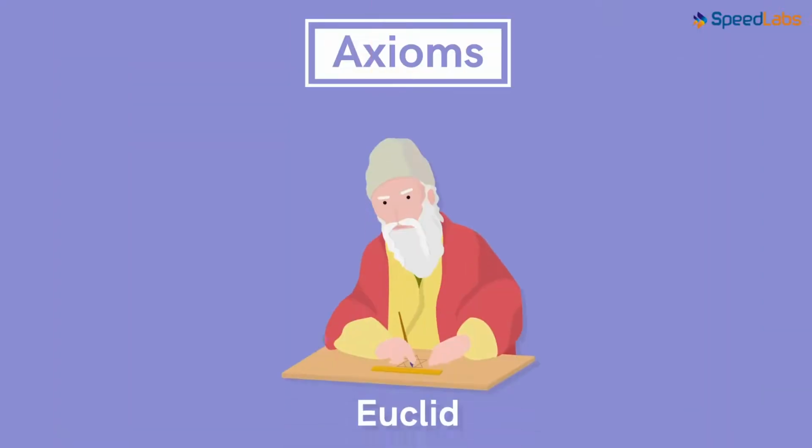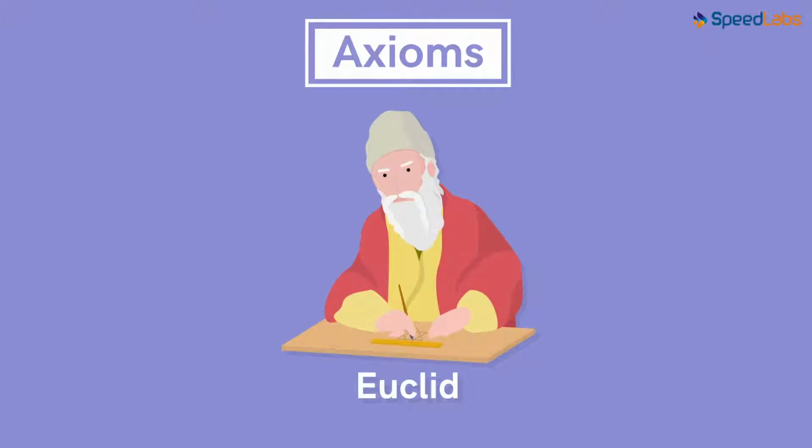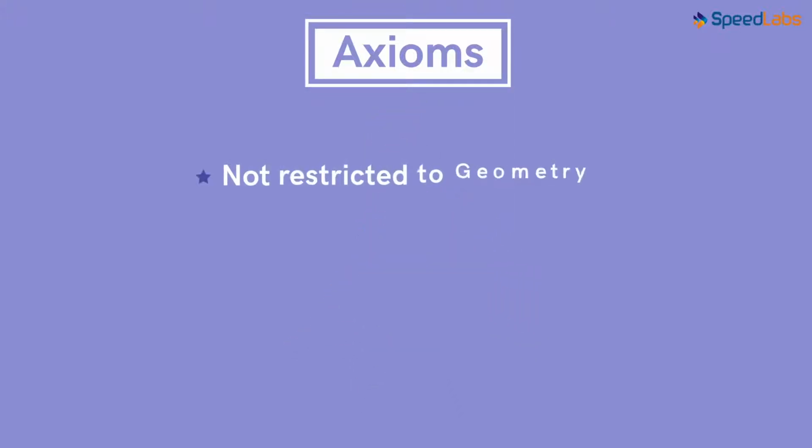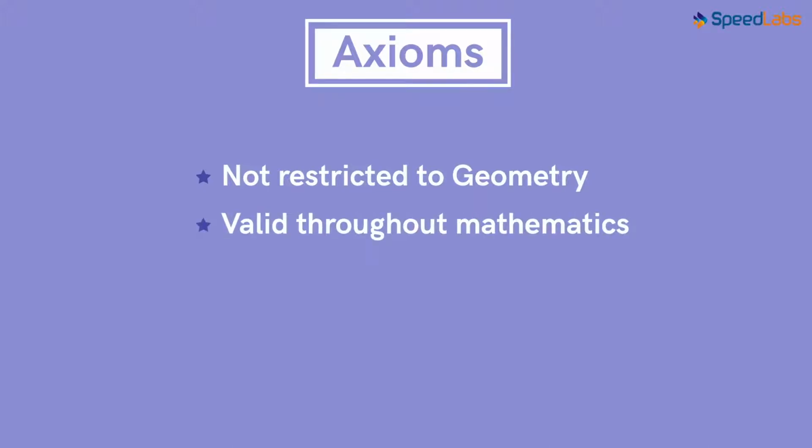We just know it's true and must be accepted. Similarly, Euclid assumed that some properties were true and did not have to be proved. He called these truths axioms. These axioms are not restricted to geometry and can be applicable throughout mathematics. They will help us to prove and understand complex geometry in the upcoming lessons. In this lesson, we will study some of his axioms.